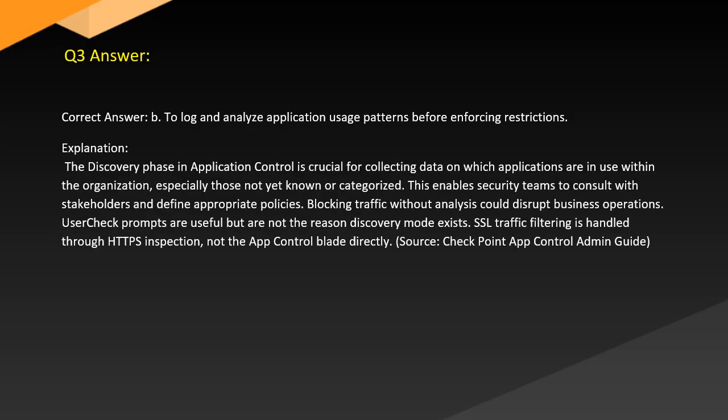Correct answer: B. To log and analyze application usage patterns before enforcing restrictions. Explanation: The discovery phase in application control is crucial for collecting data on which applications are in use within the organization, especially those not yet known or categorized. This enables security teams to consult with stakeholders and define appropriate policies.